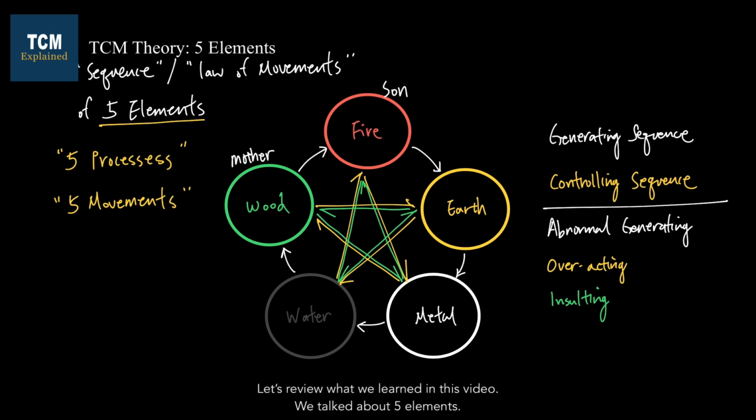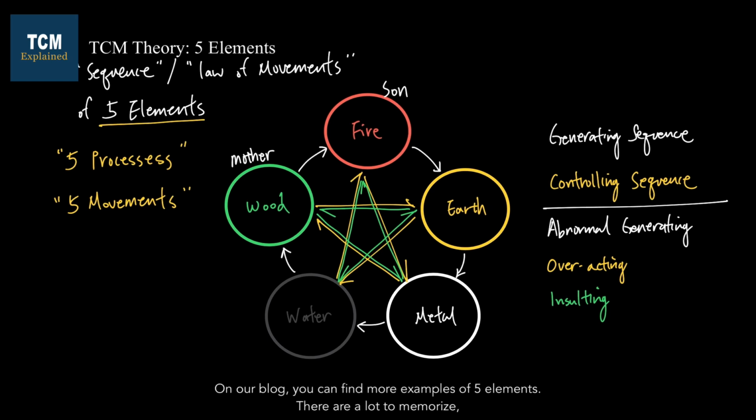Let's review what we learned in this video. We talked about 5 elements. We went over colors, qualities, and movements that belong to each element, and interior-exterior zangfu organ pairs as well. And lastly, interactions among those elements, including 2 normal sequences and 3 abnormal sequences.